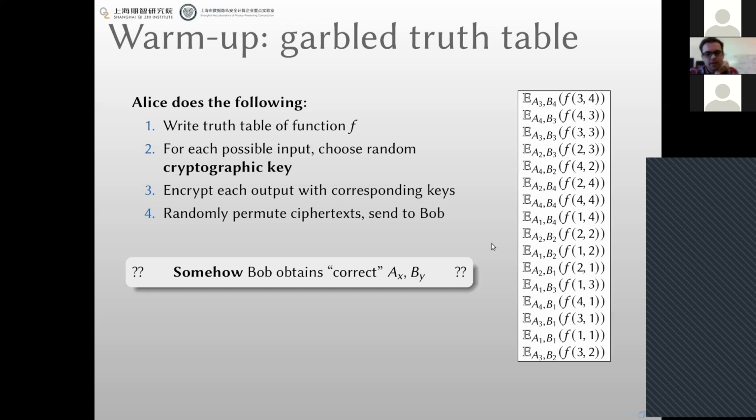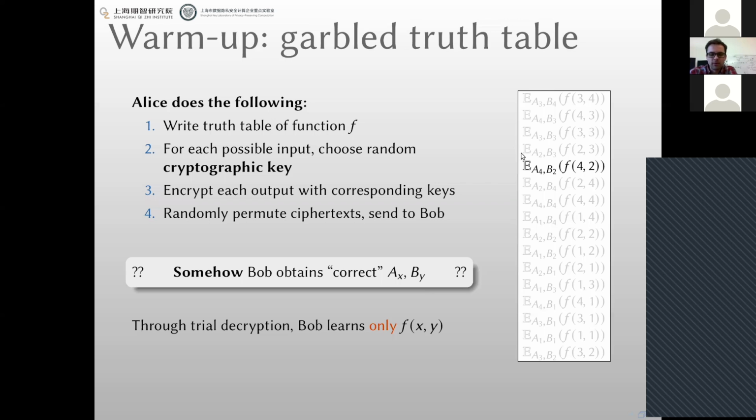There is a step that I will skip for now. Remember, Alice has input X and Bob has input Y. And for each input X, there's a corresponding key, AX. And for each Y, there's a corresponding key, BY. Let's imagine that somehow Bob obtains these correct keys. So he has one of the A keys and one of the B keys. He has 16 ciphertexts. So what can he do? He can try to decrypt all of them. And when he does that, only one of these ciphertexts should open, right?